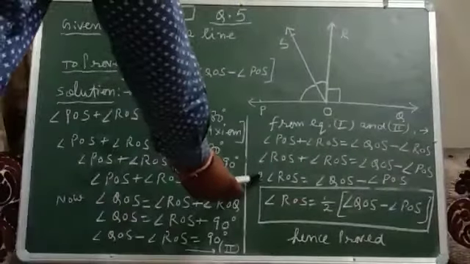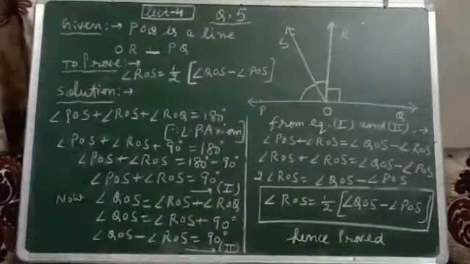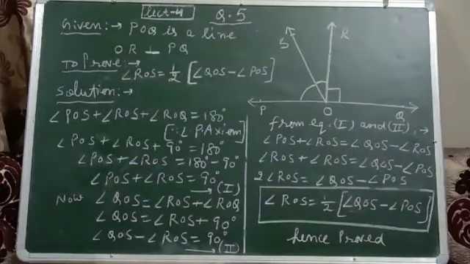Now we have double of angle ROS. So this 2 on the right hand side will become divide, means 1 upon 2. 2 will become 1 upon 2. So in this way we can solve this question.